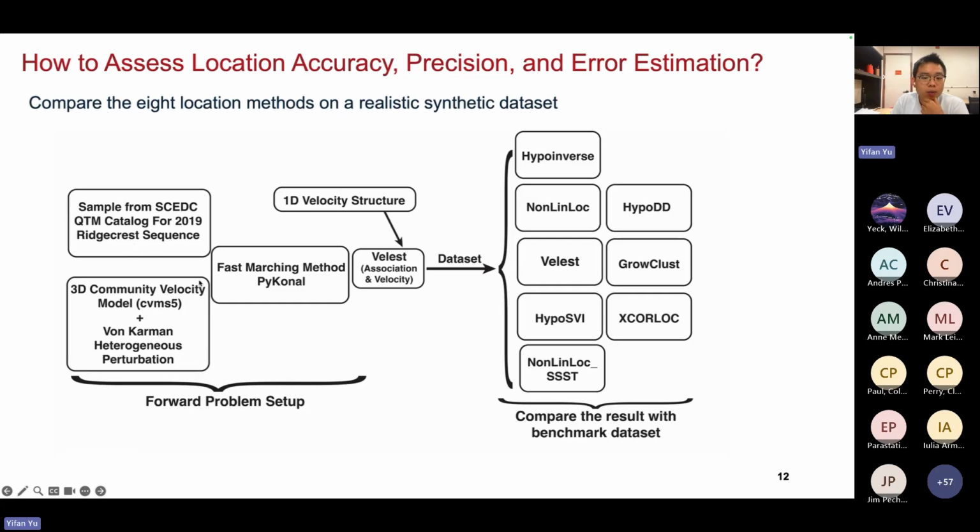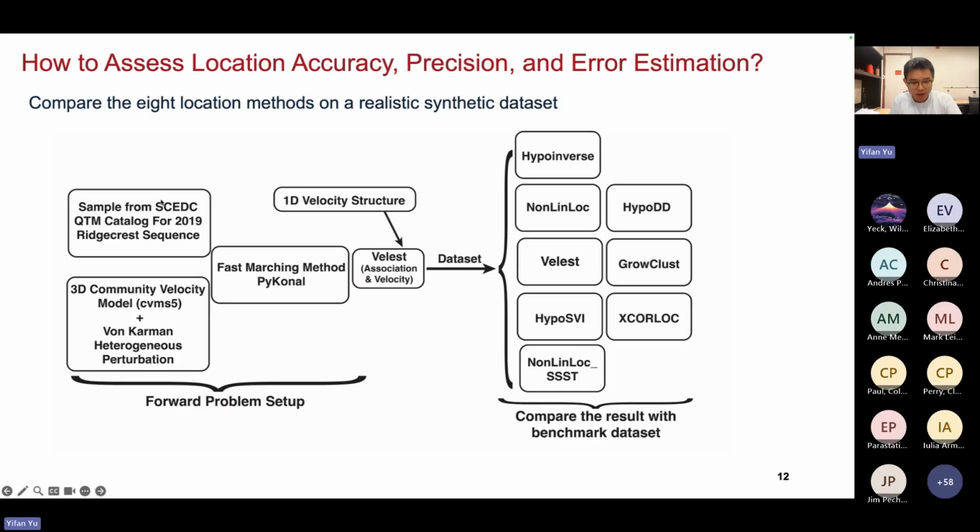To build up a velocity structure, I will talk later in detail about how we build it, with the community velocity model plus some von Karman heterogeneous perturbations. Then we calculate the arrival time. Then we build up the synthetic benchmark dataset, and finally we run these eight location programs individually, and then we can compare the results with this benchmark dataset.